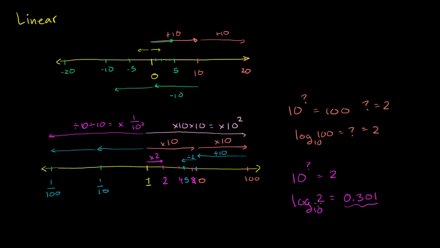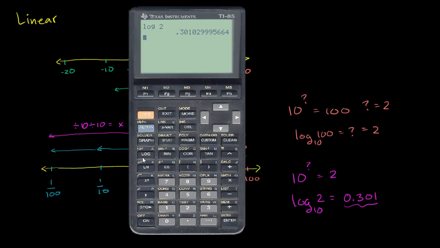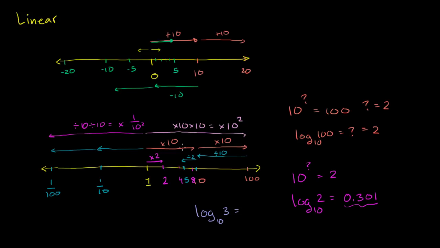Well, we could do the exact same thing that we did with 2. We ask ourselves, what power do we have to raise 10 to get to 3? And to get that, we once again get our calculator out. Log base 10 of 3 is equal to 0.477. So it's almost halfway. So it's almost going to be half of this distance. So half of that distance is going to look something like right over there. So 3 is going to go right over here.